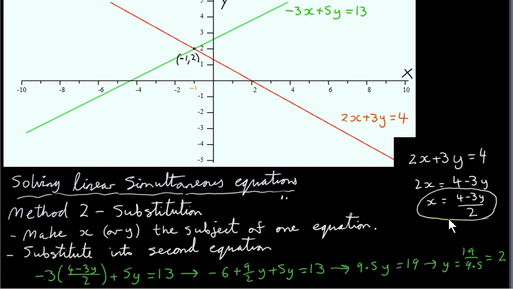Having found y, I then go and plug it into this here. So I get x equals 4 minus 3 times 2, divided by 2. So this will give me 4 minus 6 is minus 2, divided by plus 2 is minus 1, as before.